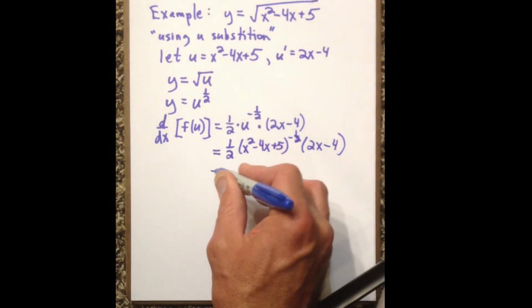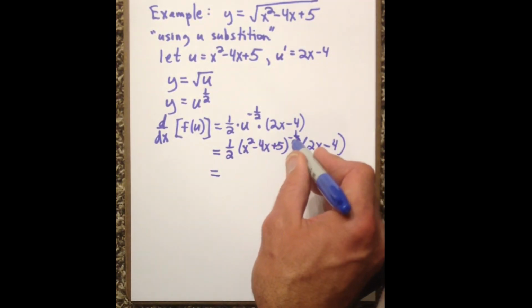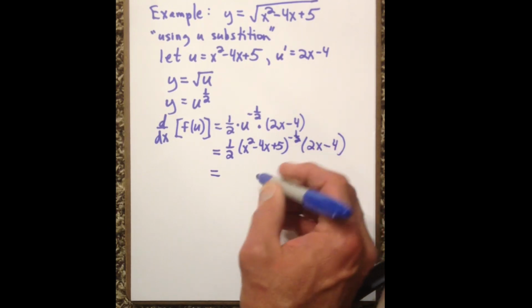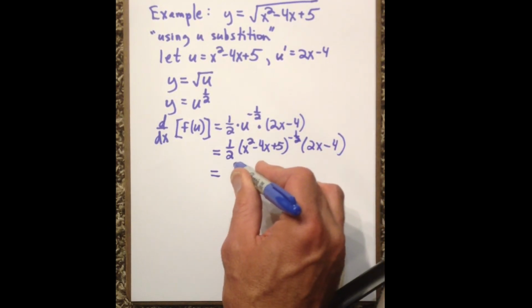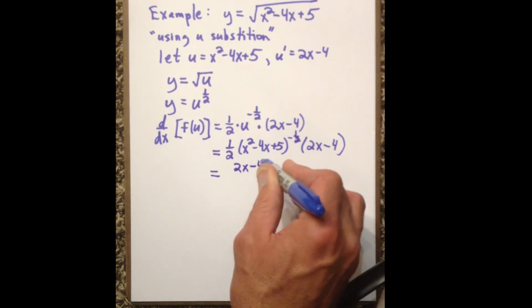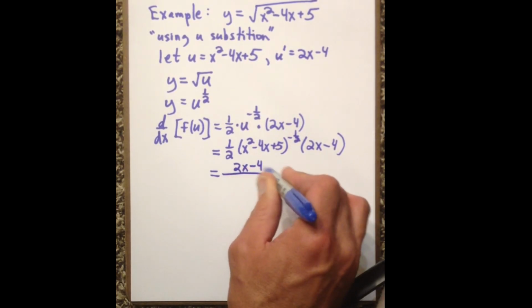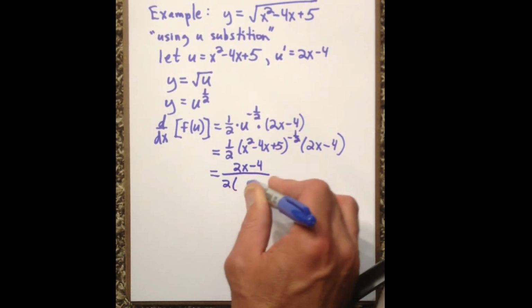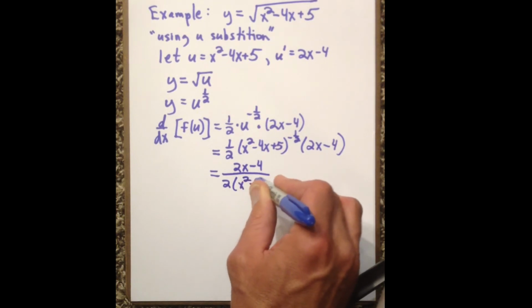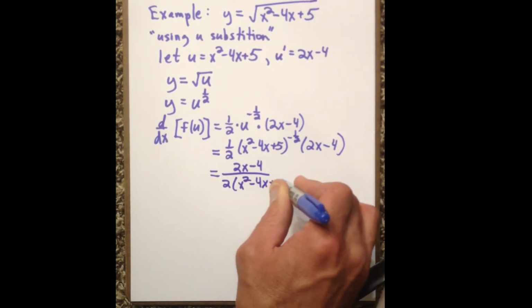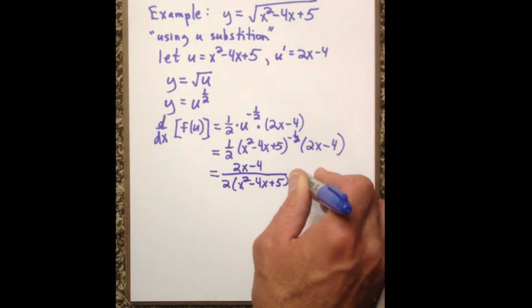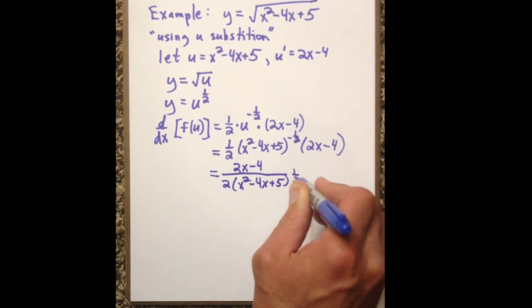So two things are going to happen. To make this negative exponent a positive exponent, that's going to go under the fraction bar. This will be above the fraction bar. So I have 2x minus 4 here, and then my denominator is going to be a 2, and then I have x squared minus 4x plus 5, and that's to the positive 1/2.